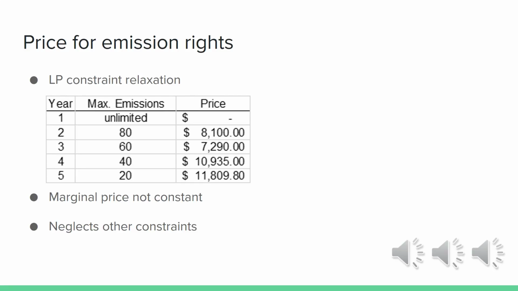Therefore, we adapted our linear programming model. We relaxed the emission constraints for each year and calculated the new objective function. By deducting the value of our basis alternative from those new objective values, we obtained our reservation prices for one additional unit each year. 1 unit equals 1 ton in this case. The basis alternative is the alternative in which we don't invest in anything and are restricted to 80, 60, 40, and 20 tons of emissions for years 2 to 5 respectively.